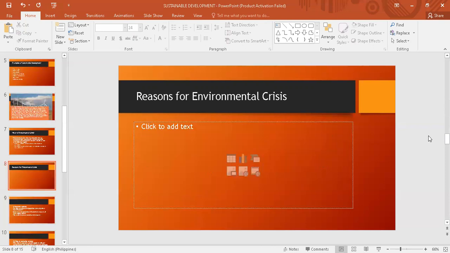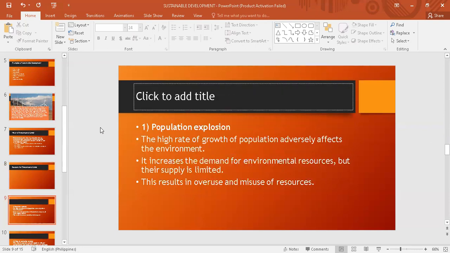Now, here po, meron tayong mga reason kung bakit nangyayari ang environmental crisis. Una, population explosion. Yan. We have discussed the population growth, yung global demography. Nagiging result ng pagdami ng tao, the high rate of growth of population adversely affects the environment, di ba? Sa dami ng tao, dami nagko-consume, madami nagtatapon ng basura, hindi na control yung human activity, at stake yung ating environment. It increases the demand for environmental resources, but their supply is limited.